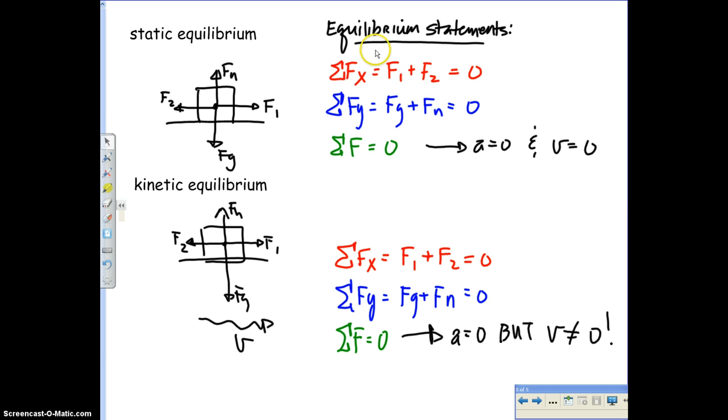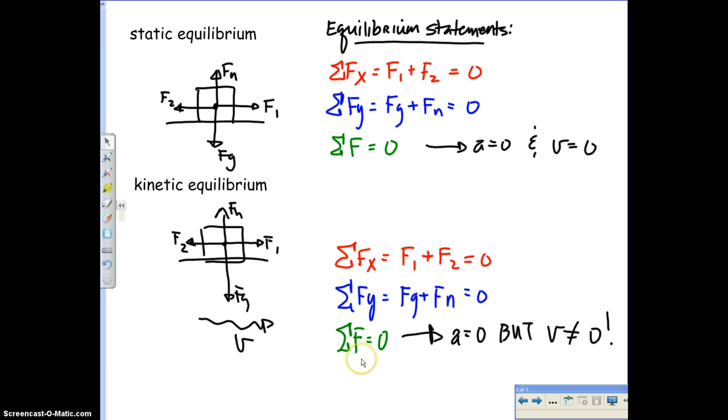Why? Because here's what we call an equilibrium statement, a math equation that says the net force in the x direction, the directional net force, is the sum of all the forces that act left and right. So in this case, force 1 and force 2. And if it's in equilibrium, those add up to 0. Same thing here. What about the forces up and down? The net force in the y direction is the sum of all the forces acting either up or down, gravity and the normal force, and they add up to 0 if they're in equilibrium. And the same thing here. Well, if the forces left and right add up to 0 and the forces up and down add up to 0, then the total net force is 0.